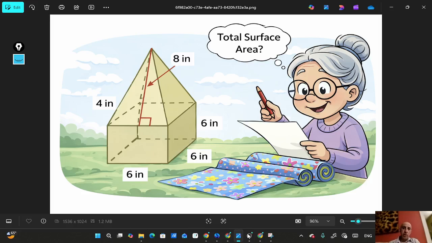Hello everyone. How to find the total surface area of a figure composed of a prism and a pyramid, or square pyramid. To know how to find this, let's follow this example together.